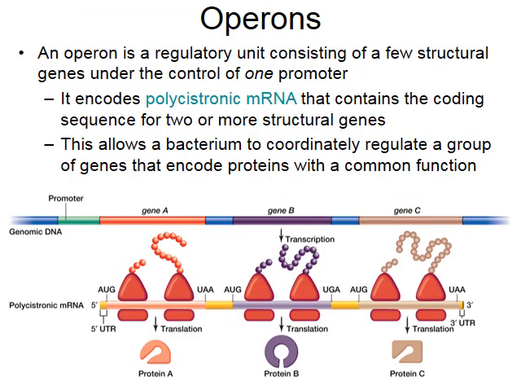The two examples we'll be looking at in more detail to understand the nuts and bolts of gene regulation are actually operons. So to define an operon, it is a regulatory unit that has more than one gene that's under the control of a single promoter. Operons are mainly found in prokaryotes, so bacteria and archaea.